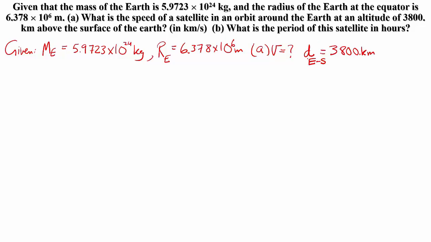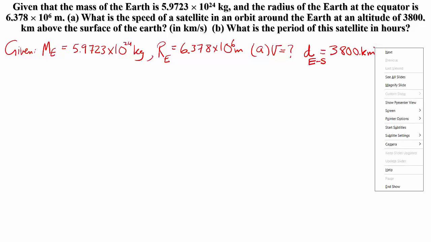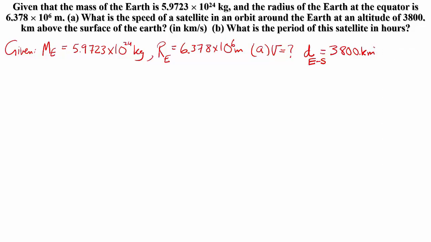Notice here you can go ahead and convert right away the kilometers to meters, since we are given the radius of the Earth in meters, and here the kilometers. So we know at one point we have to make sure that the units are consistent, so you can do it right away here. Now you know that a kilometer is 1,000 meters, so you multiply 3,800 by 1,000, and this will give you 3.8 times 10 to the power 6 meters.